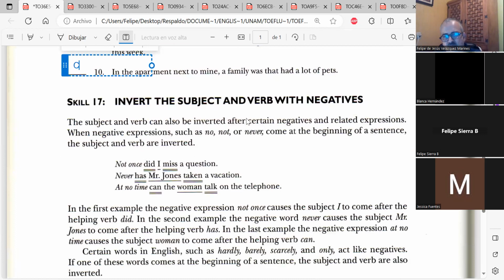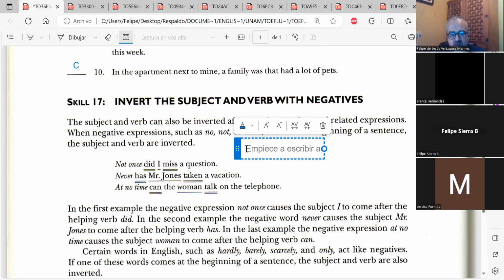Subject verb inversion with negative adverbs. Why? Because if I say, nobody had told me. Nobody had told me. Yes, this sentence is correct. Why? Because nobody is a negative pronoun, so it takes the position of the subject. So subject, verb, complement. There's no need to use subject verb inversion.